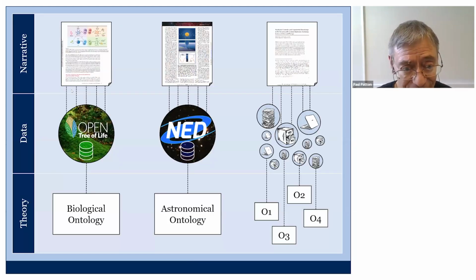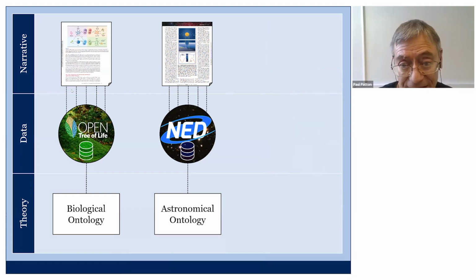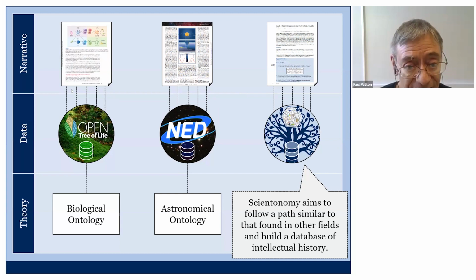Here's the current situation. In the natural sciences, we have standard accepted ontologies that all members of the field use, and that enables the creation of databases and the search for general principles. We have nothing of that sort currently in history and philosophy of science. So the problem is that there's an increasing vagueness of narratives. What Scientonomy hopes to do is to change this by creating first a shared ontology for the entities involved in scientific change, and then, given that shared ontology, to create a database of intellectual history, which will aid in the search for broad general principles in intellectual history.